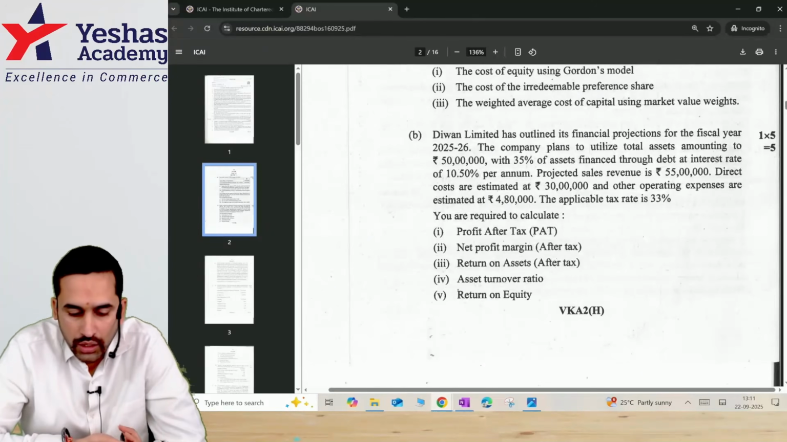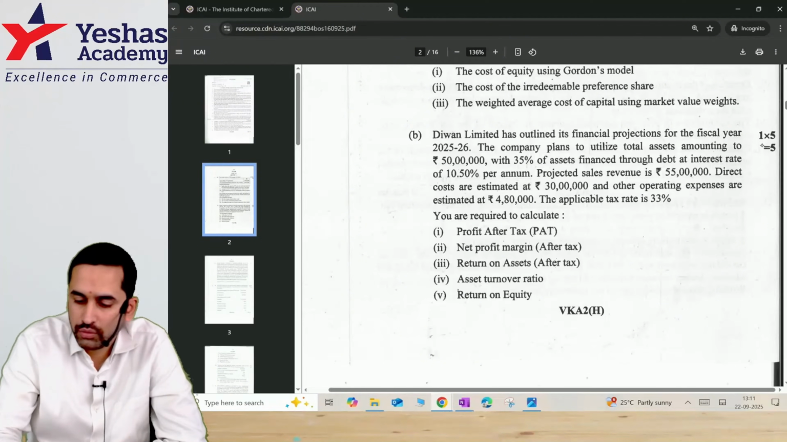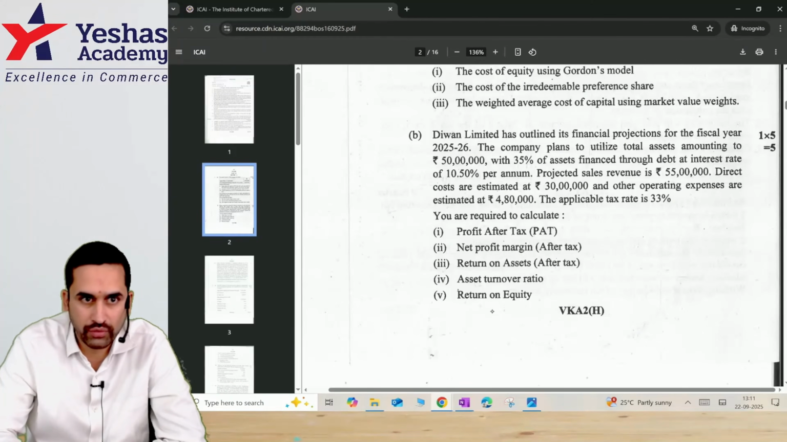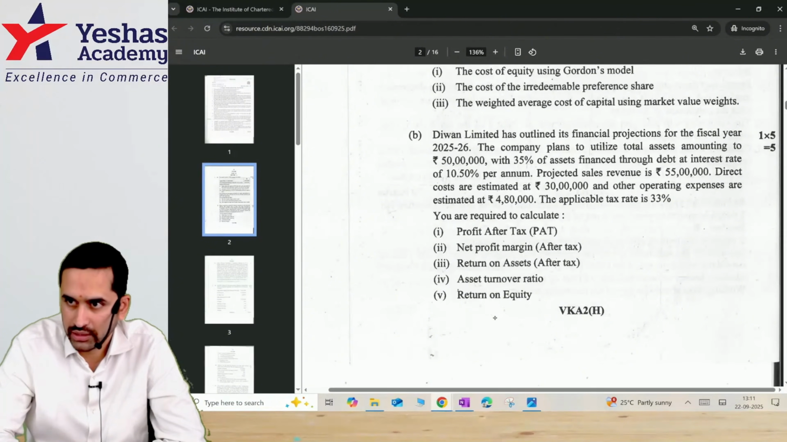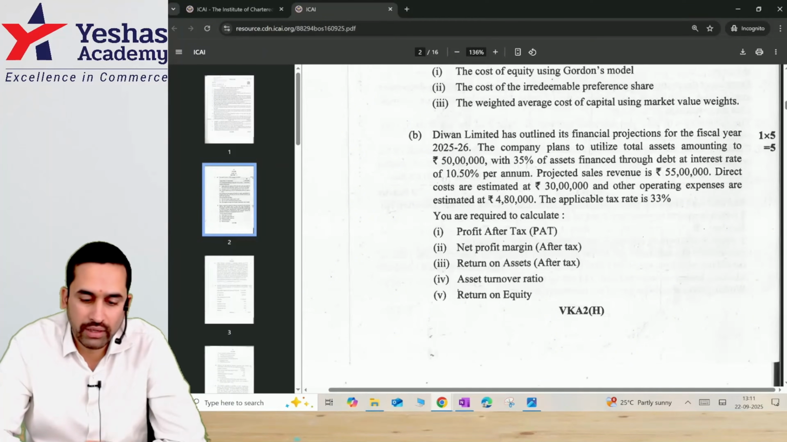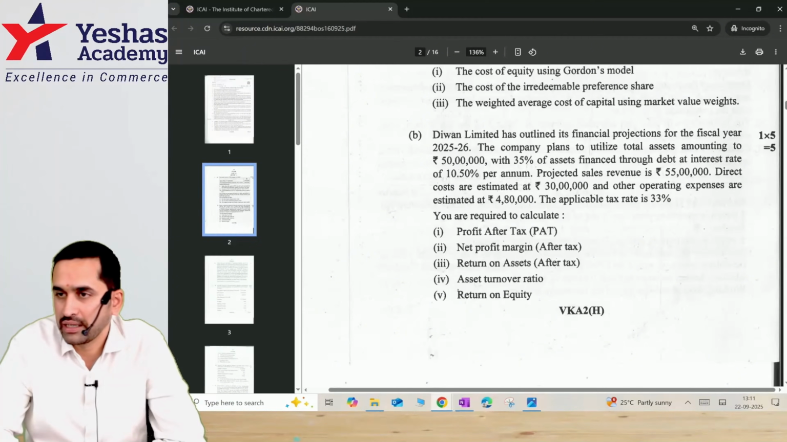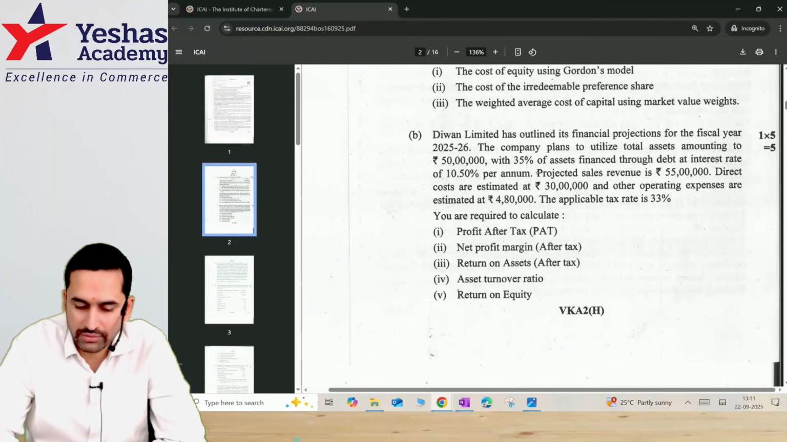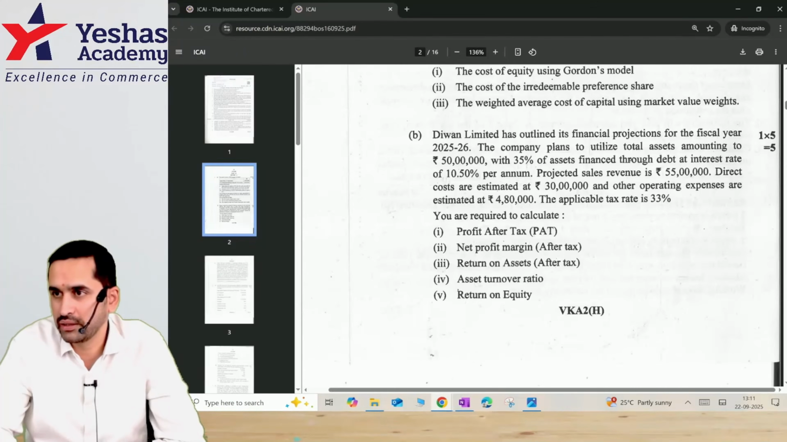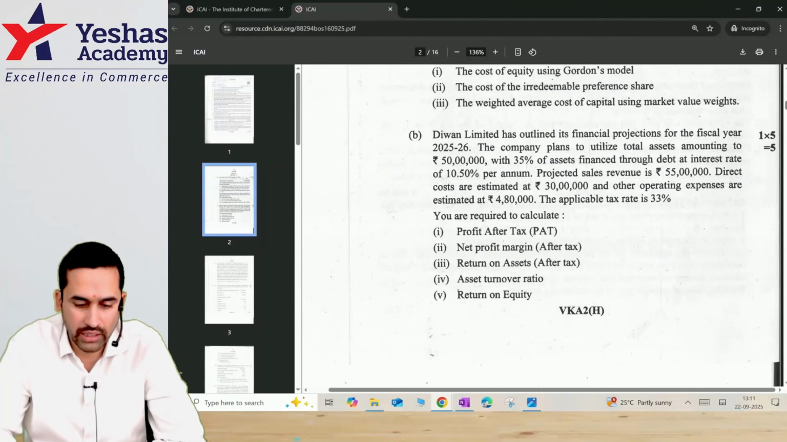Next, question 1B. Observe here 1 into 5, and they have asked you to calculate 5 things. That means each one of these will have 1 mark weightage. Read. Dividend Limited has outlined its financial projections for the coming year 25-26. The company plans to utilize total assets amounting to 50 lakh, with 35% of assets financed through debt at an interest rate of 10.5%. That means the balance will come from equity. We have done a similar sum. 30% was funded by debt, the balance was equity, in the classroom sum.